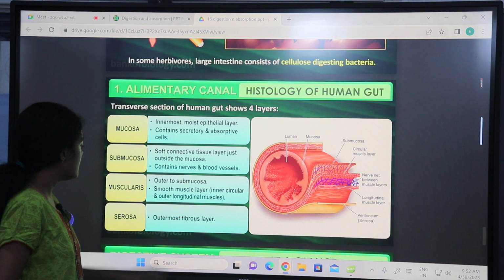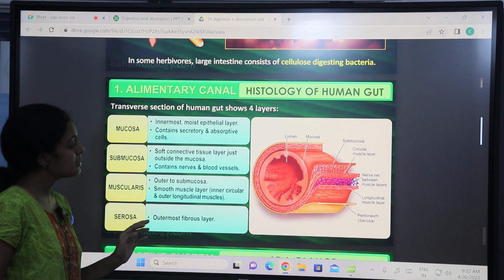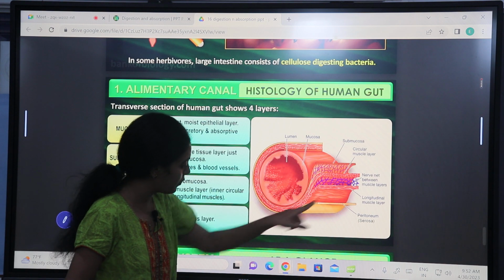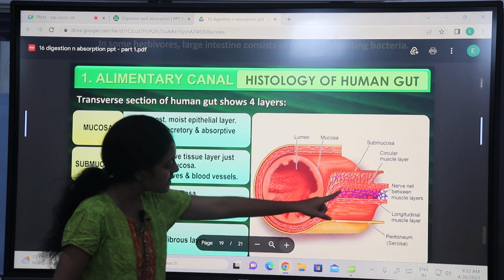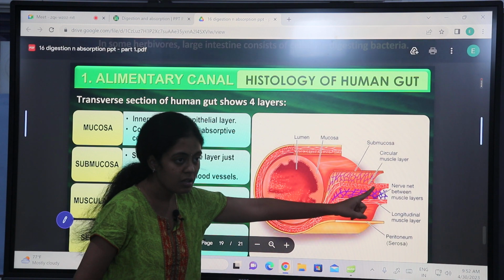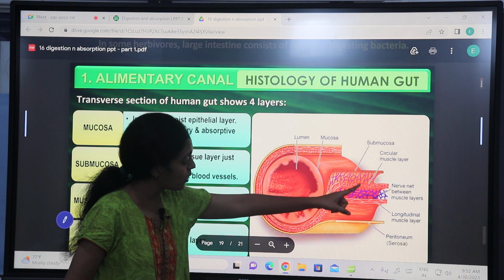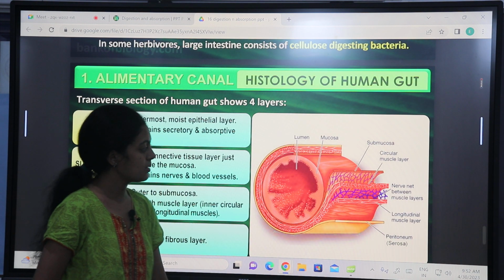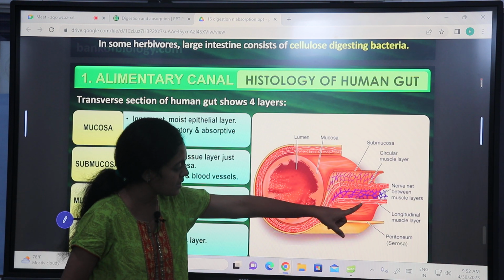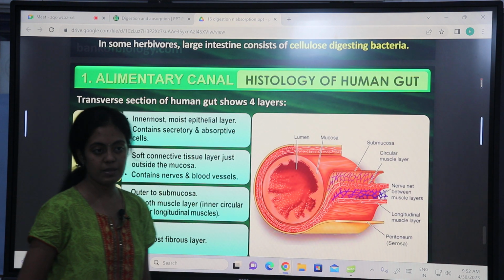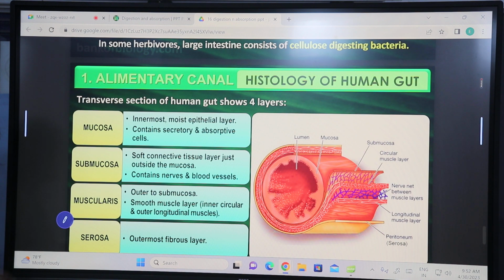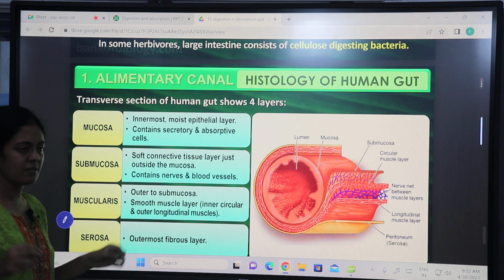In the muscularis, you have two kinds of muscles. You can see here, guys, all of you concentrate here. I'll zoom in a bit. You can see here the circular muscles. The circular muscle is surrounded by longitudinal muscle. One layer of circular muscle, one layer of longitudinal muscle. Circular muscle means what? The muscle cell will be circular. Longitudinal means elongated muscles. That's it.